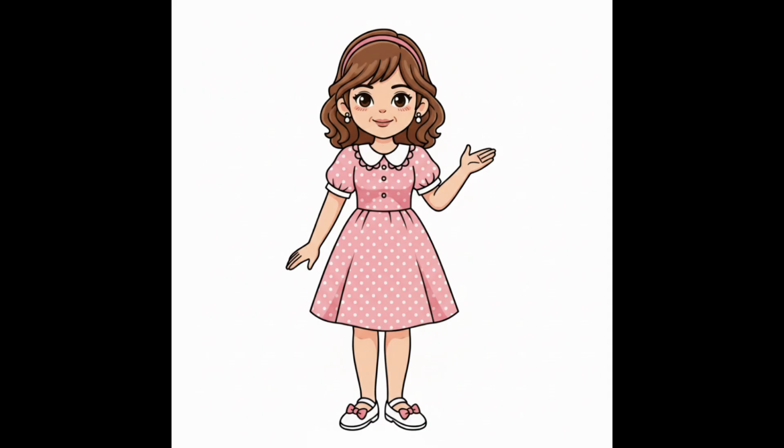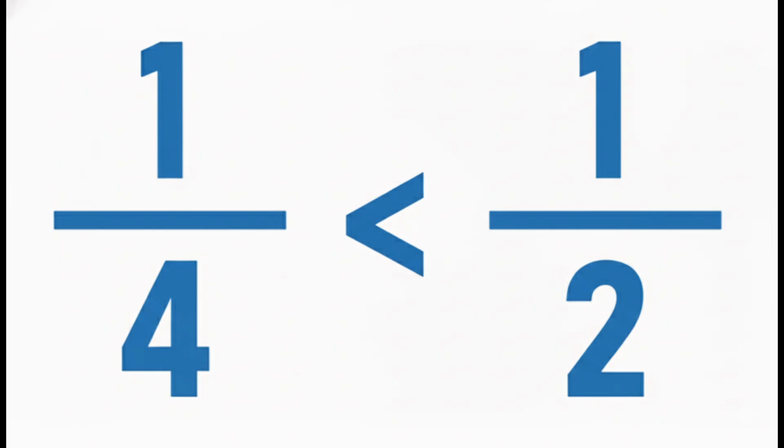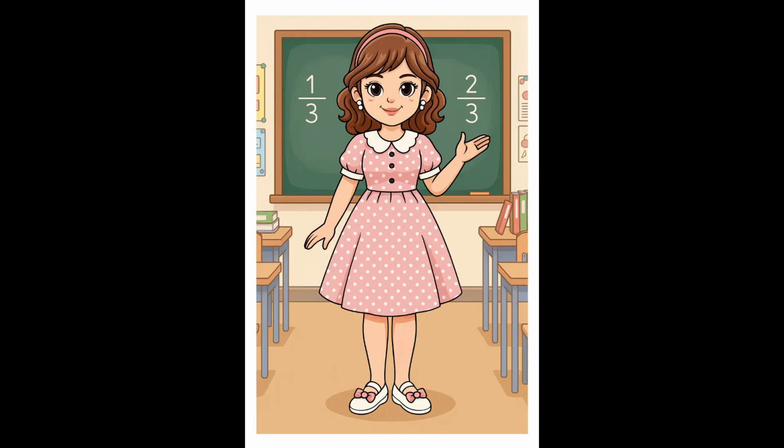This shows us that when the denominator is bigger, the value of the fraction is smaller. I hope you understood how to compare fractions.